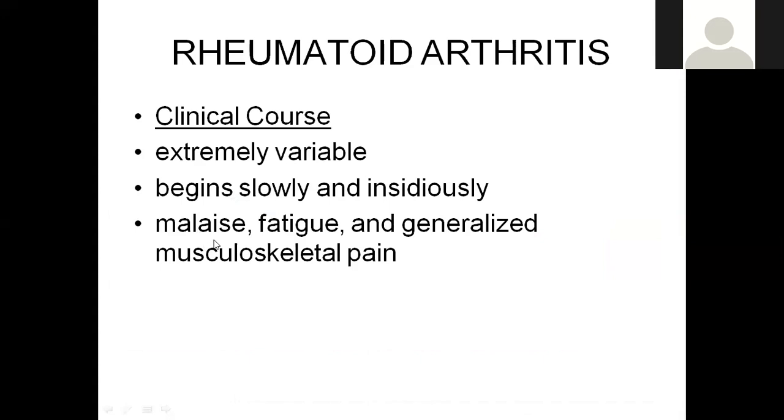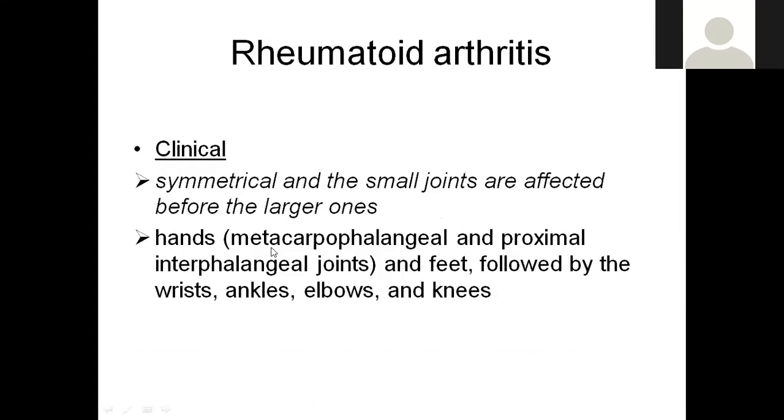So clinical presentation is extremely variable, begins slowly and insidiously. Patients will present with malaise, fatigue, and generalized musculoskeletal pain. Clinically, there is symmetrical involvement of the small joints before the larger ones, hands and feet, followed by wrist, ankle, elbows, and knee. If you remember, the wrist, ankle, and elbows are usually spared in osteoarthritis.